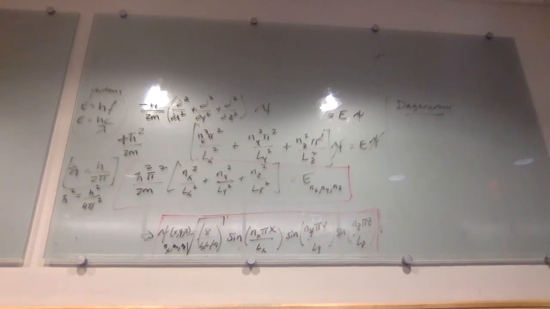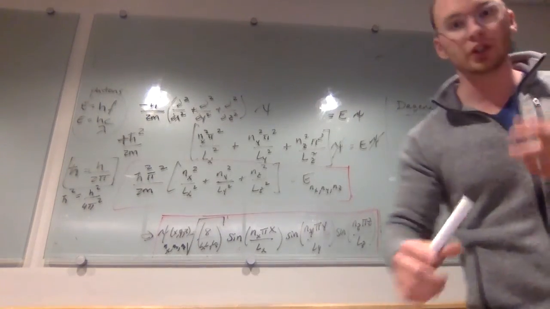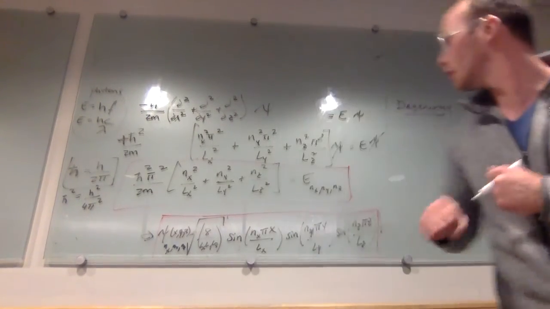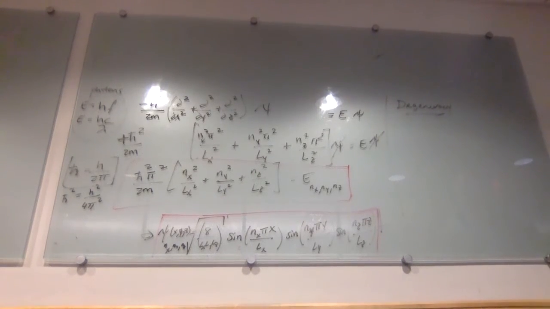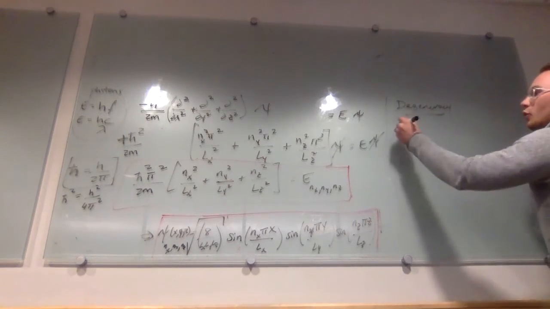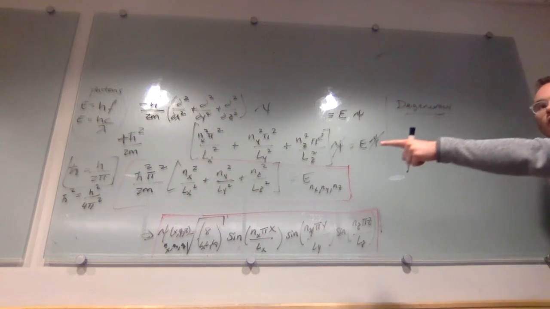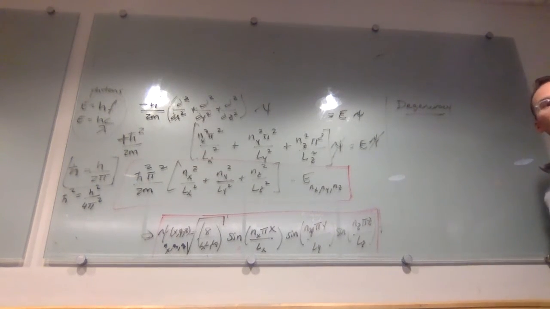Okay, so then we get the thing called degeneracy, which is the fact that if I can, okay, well, let's just say what's the ground state of this system? The ground state is the one with the lowest energy, and remember.